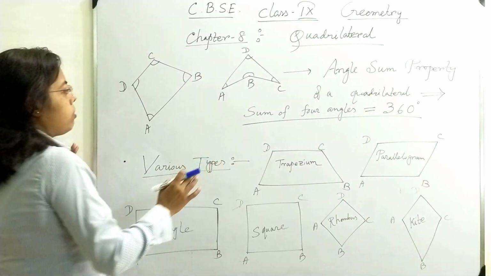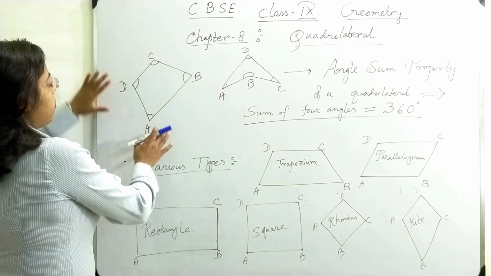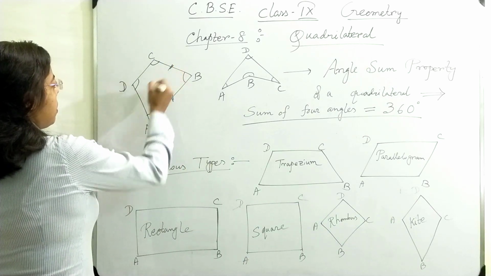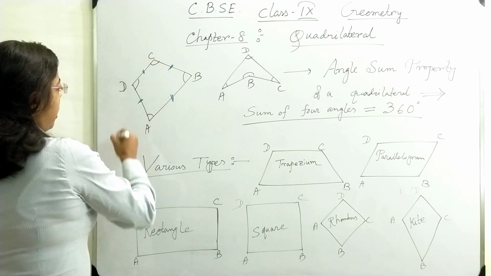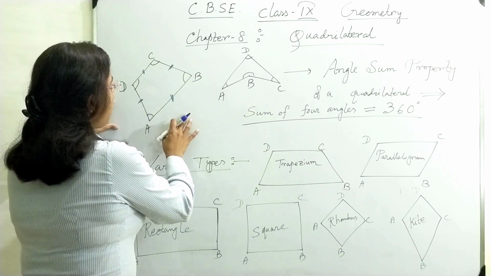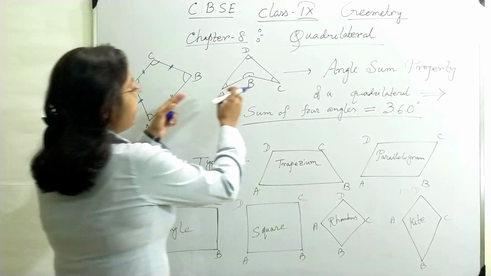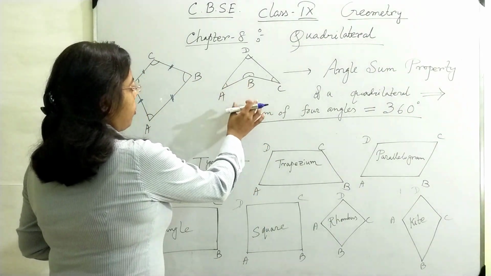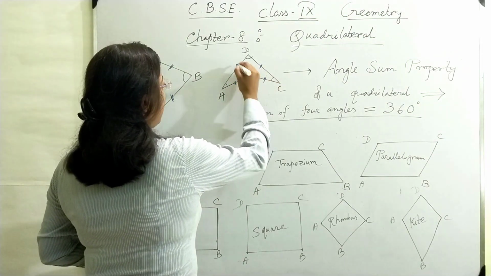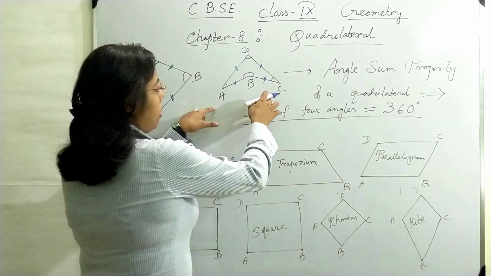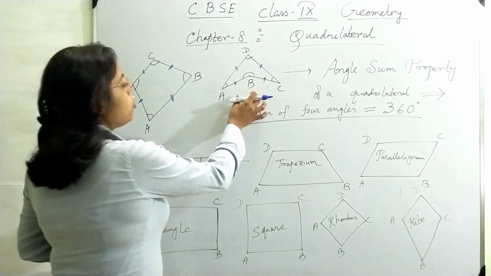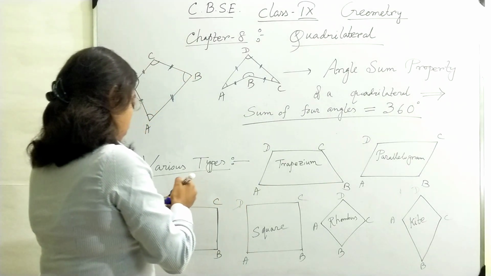Now see, here are some geometrical figures. A, B, C, D, this is a geometrical figure, and here AB is one side, BC is the second, CD and DA. There are 4 sides in this picture, right? So this is a quadrilateral. And here is another picture. In this figure, we have sides AB, BC, CD and DA. So it will also be called a quadrilateral, because this geometrical figure consists of 4 sides.